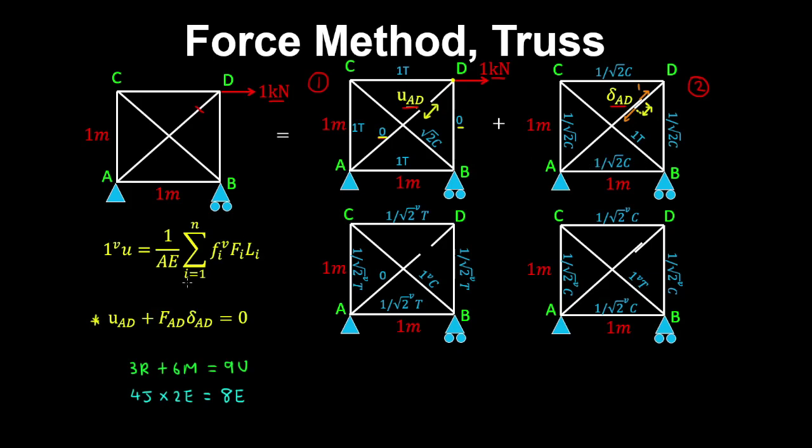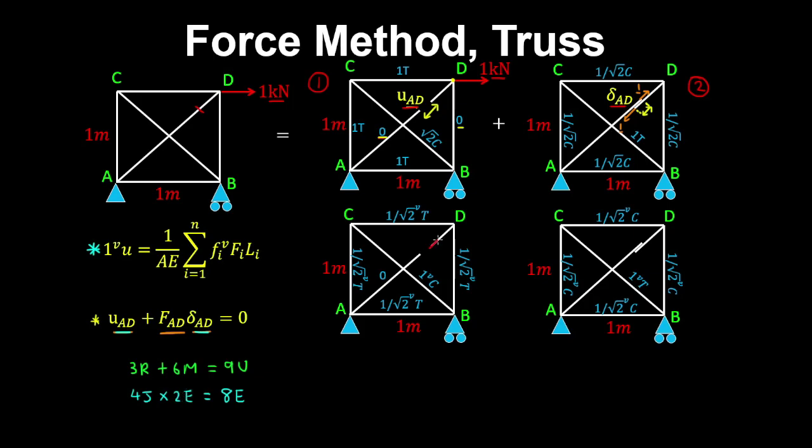And here we see that our compatibility condition is UAD plus the force in member AD multiplied by the displacement AD due to the real unit load that we applied on this cut member. So basically we're scaling the displacement due to the real unit load by the force in the member. And now we can apply the principle of virtual work to determine those displacements UAD and delta AD.